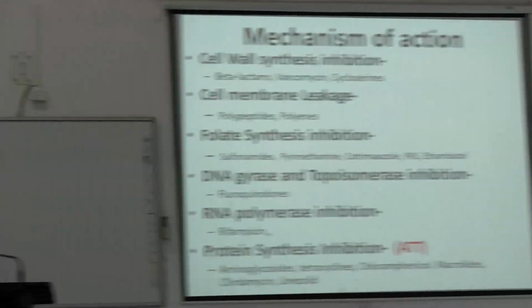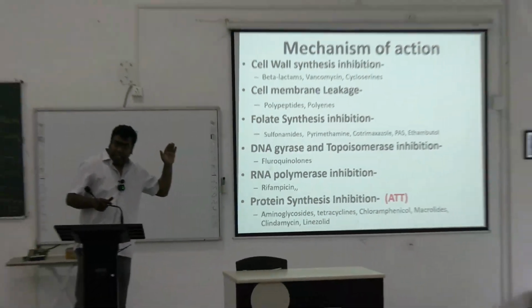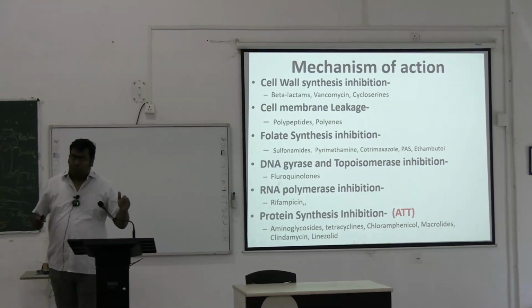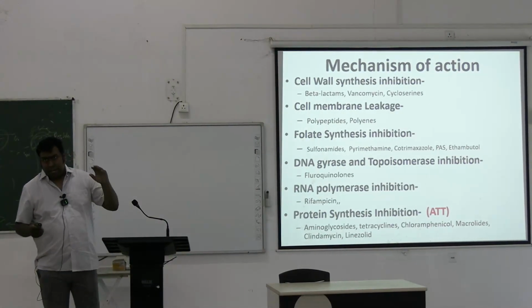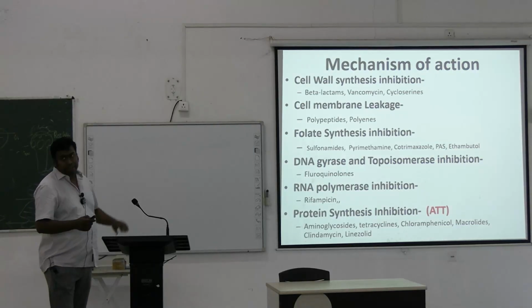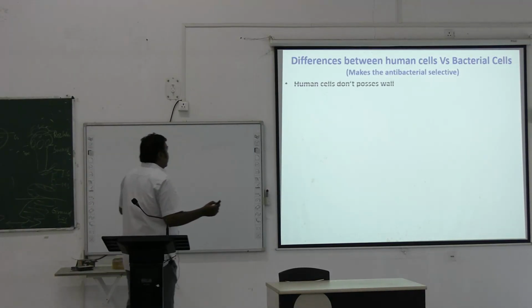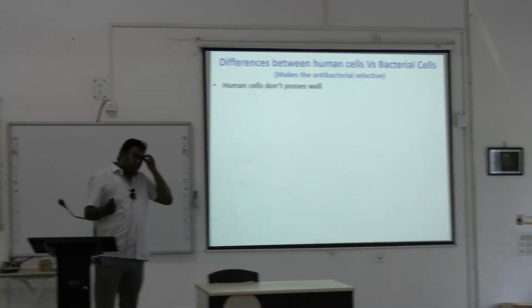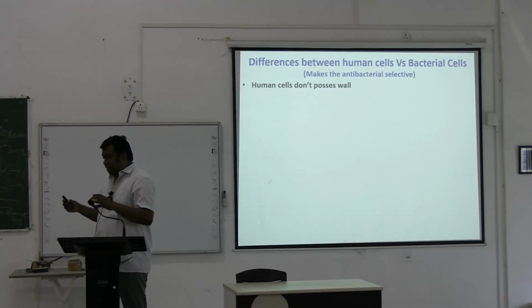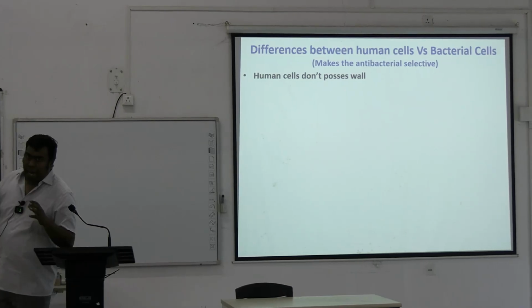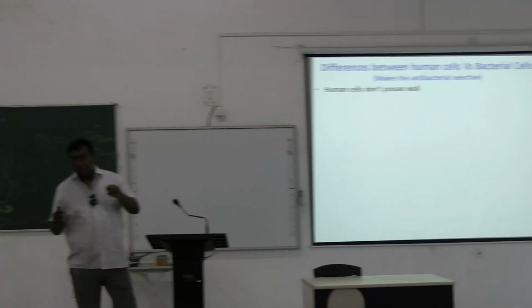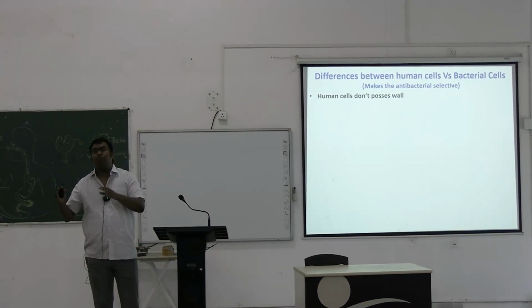অ্যামিবিয়াসিস। ইউ হ্যাভ টু রিমেম্বার লাইক দ্যাট। সেল ওয়াল, সেল মেমব্রেন, ফোলিয়েট সিনথেসিস ইনহিবিটর, DNA gyrase, RNA polymerase, protein synthesis inhibitor, and drugs which one comes under that. এটা পুরোটা মনে রাখতে হবে। ক্লিয়ার? So why all these antibacterial agents only attack the bacteria itself, not the human body.